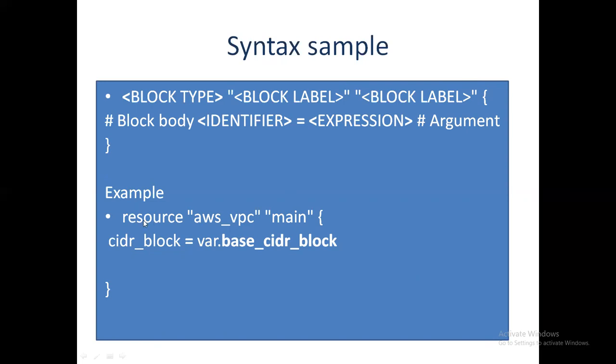So for example, if you want to declare a resource for AWS VPC, you see resource, the resource you are deploying is called AWS VPC, and the name of the AWS VPC is called main.